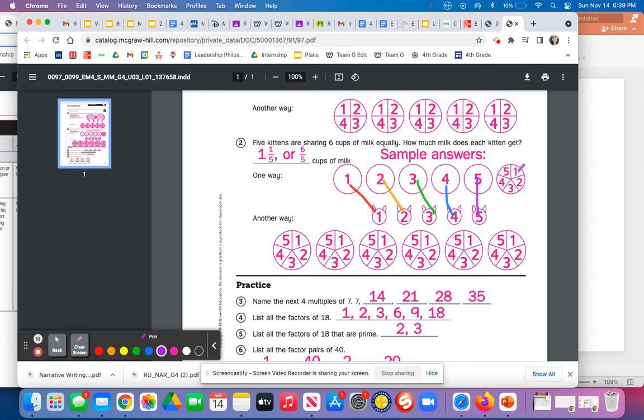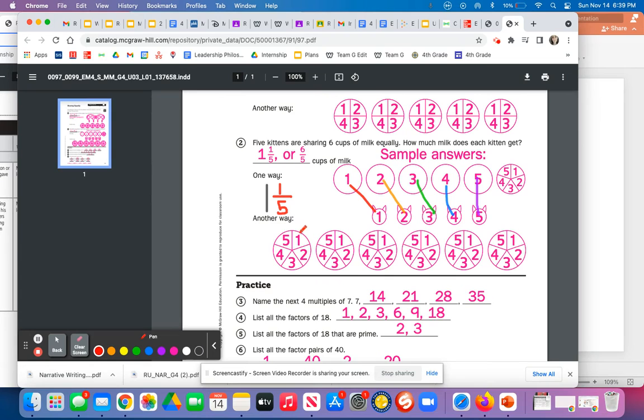Okay, so then each kitten gets 1 whole cup plus 1 out of 5 cups. So 1 and 1/5 each kitten gets. You could do it a different way where you divide each of the wholes up by the number of parts or the number of groups. So 5 kittens. So 1 cup gets divided into 5, the second cup gets divided into 5, and so on for all 6 cups.